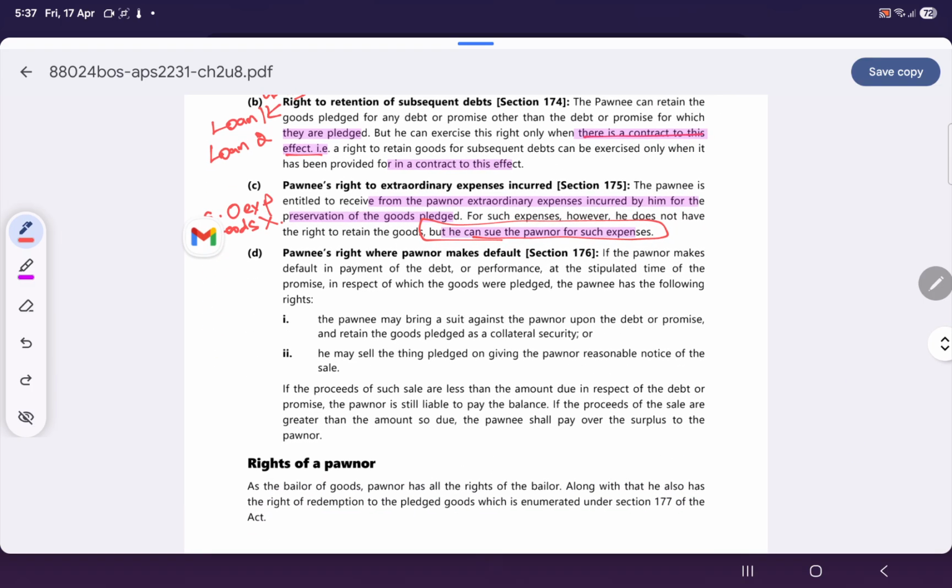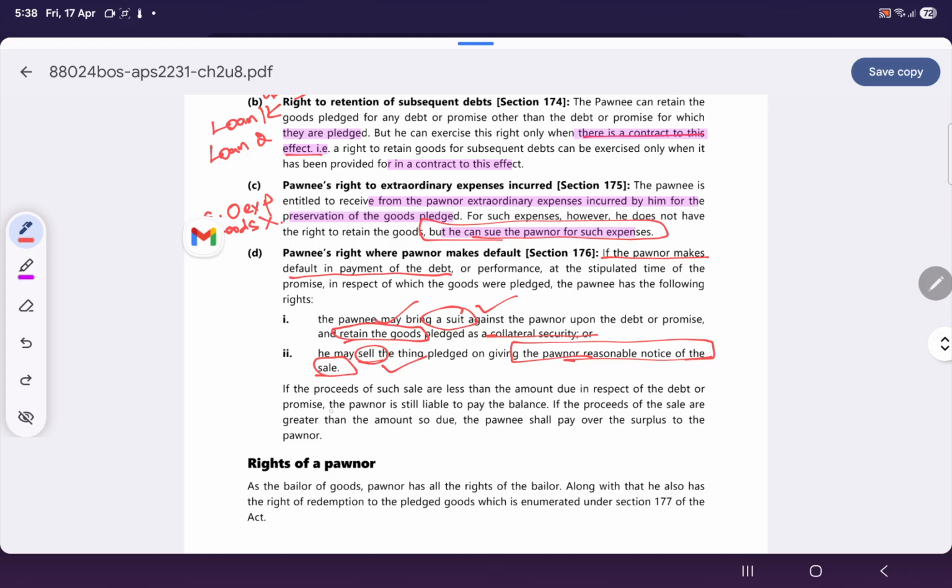Pawnee's right where pawner makes default. If the pawner makes default, what can he do? Can he sell the goods or not? If the pawner makes default in payment of the debt or performance of the promise at the stipulated time, in respect of which goods are pledged, the pawnee has the following rights. The pawnee may bring a suit upon the debt or promise and retain the goods pledged as collateral security, or may sell the goods. So what can he do? File a case, retain the goods as collateral security, or sell the goods on giving reasonable notice of the sale. He can only sell after giving reasonable notice to the pawner that he is going to sell the goods.